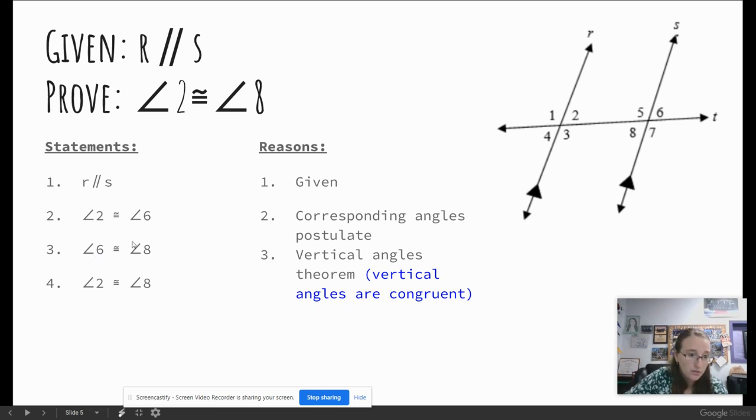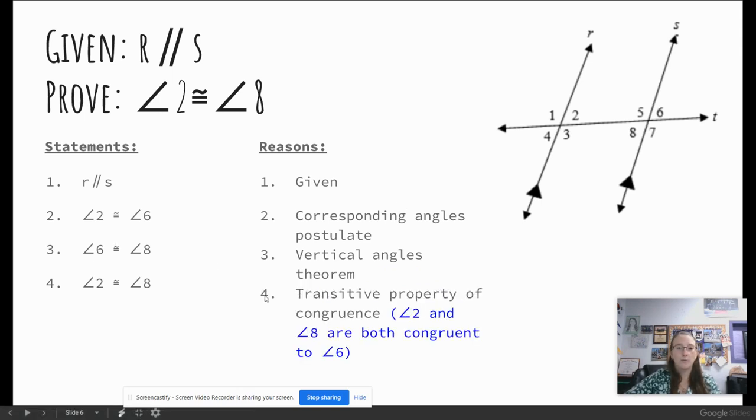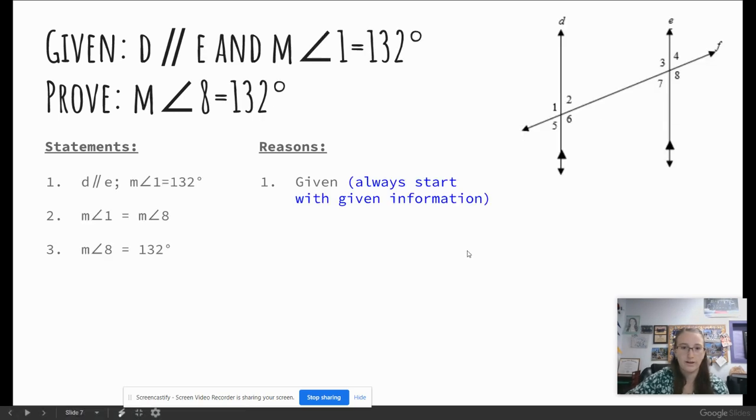Therefore, because both of these angles equal angle 6, they have to equal each other. This is a property you just wrote down. Let's see if you can recall it: the transitive property. If angle 2 and angle 8 both equal angle 6, then angle 2 has to equal angle 8 as well. So there is one example of a proof. We're going to do one or two more here.